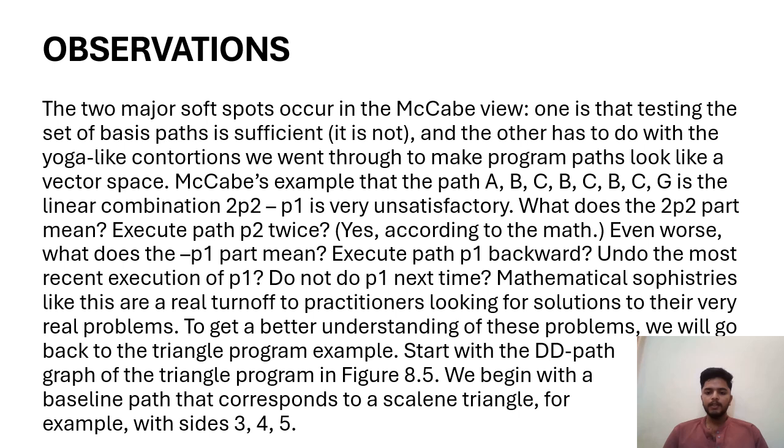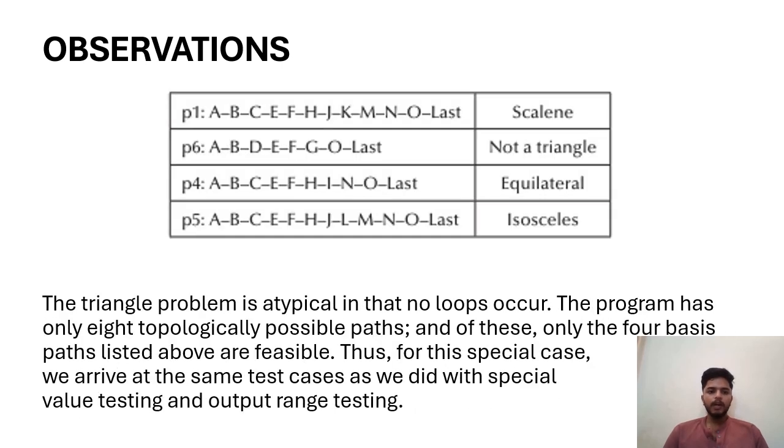So as to get a better understanding of these problems, we will go to the triangle problem, where we start off with the DD path graph of the triangle problem. Here are the points like P1, P6, P4 and P5 where the conditions must be satisfied. If A, B, C, E, F, H, J, K, M, N, O are satisfied, then it is said to be a scalene triangle. Or if it does not, if it lasts with an O, then it is not a triangle. And if it satisfies all these conditions, then it is said to be scalene, not a triangle, equilateral, or isosceles.